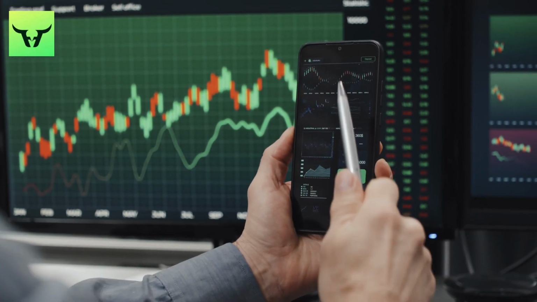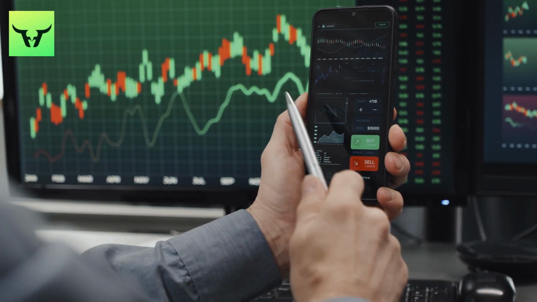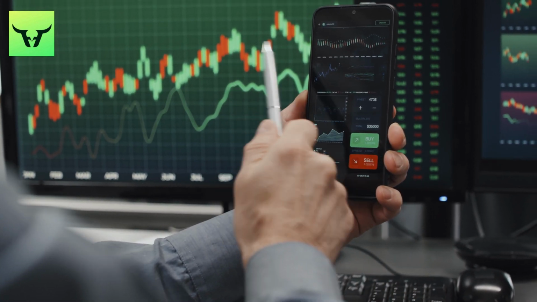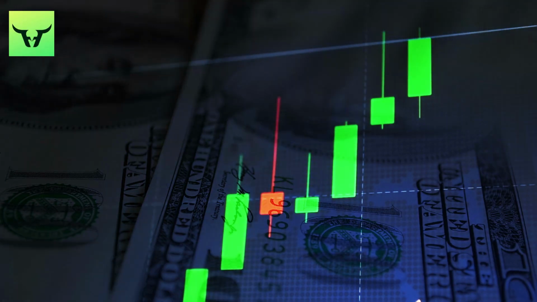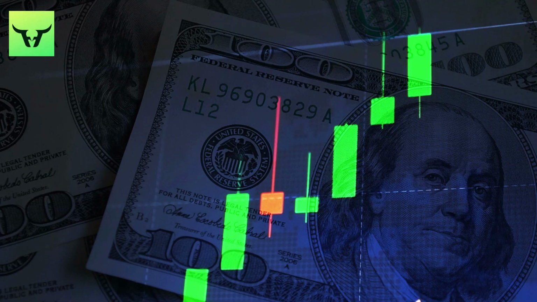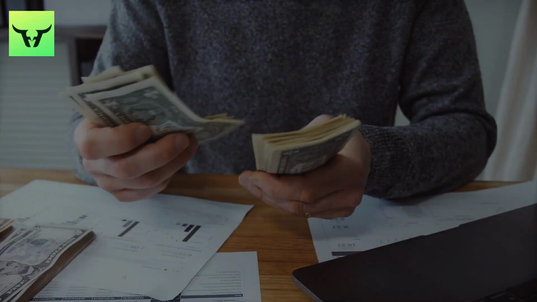Let's understand the difference between realized and unrealized profits. It may sound complicated, but understanding this can make a significant difference in your trading results. As a trader, it is essential to understand the difference between realized and unrealized profits.